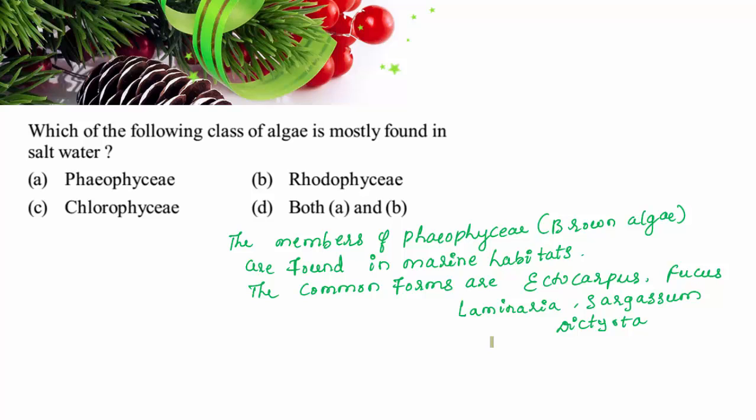Phaeophysae, Rhodophysae, Chlorophysae, both A and B. So which one is the answer? The members of Phaeophysae, that is brown algae, are found mostly in the marine habitats, and some examples for the members of Phaeophysae are Ectocarpus, Fucus, Laminaria, Sargassum and Dictyota. So these members are found in the marine water or salt water.